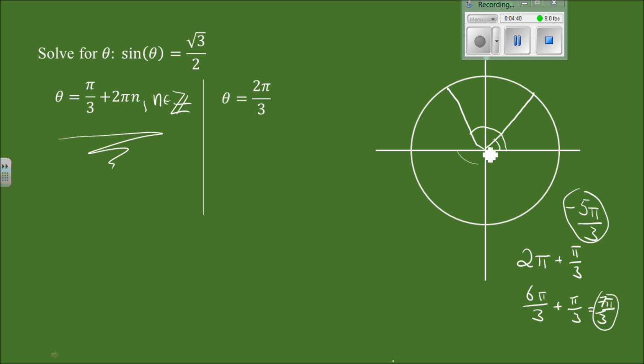Okay, and just the same, we can add 2 pi n, an integer multiple of 2 pi. Okay, and you always have to note that n is an integer.